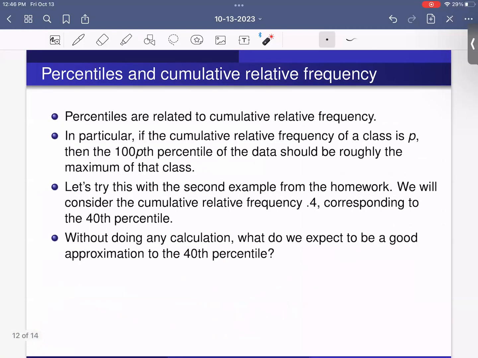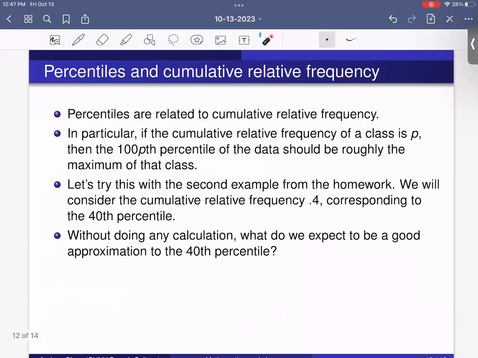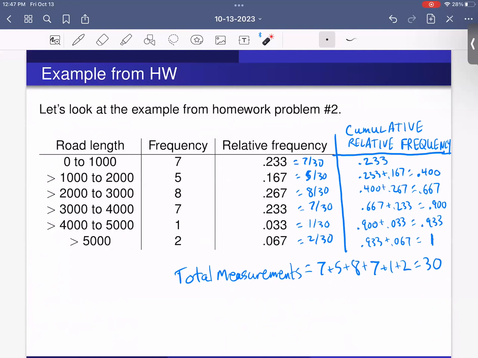Okay, so we're just about out of time, but let me say something very quickly. Percentiles are related to cumulative relative frequency. In particular, if the cumulative relative frequency of a class is, let's say, 0.4, then you'd look at the 40th percentile, that's just converting to percents, of the data should be roughly the maximum in that class. Maybe we don't have time to do this right now, but with the second example from the homework, let's look at cumulative relative frequency 0.4. If we go back to this example, for the second class, the cumulative relative frequency is 0.4.